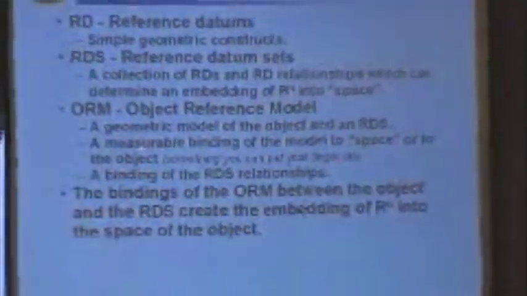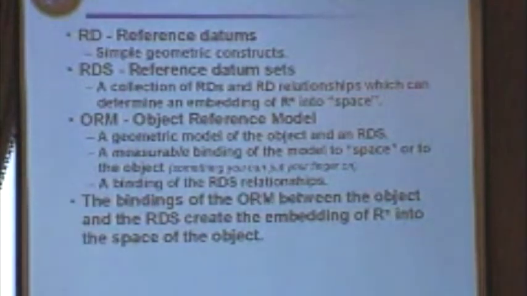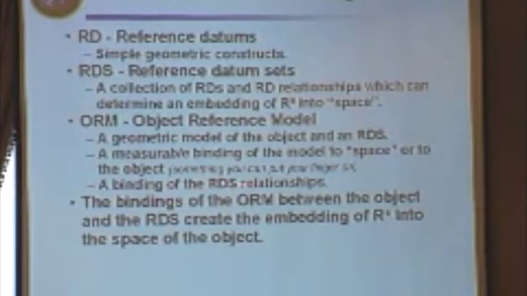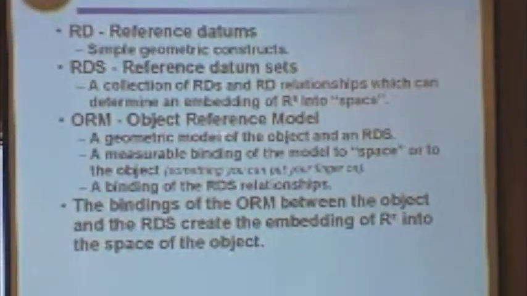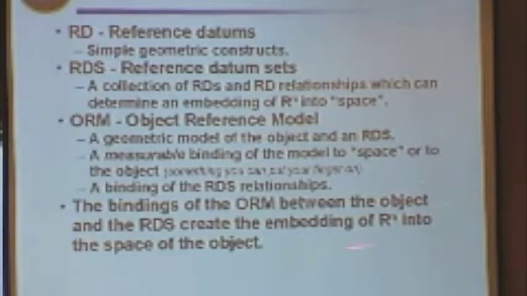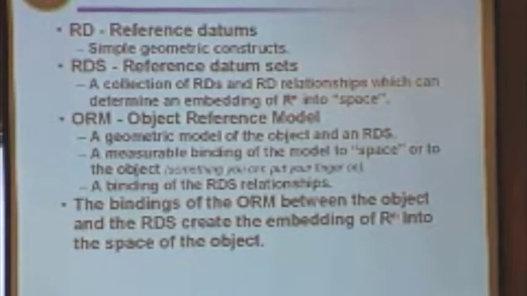That's a geometric model of an object together with a reference datum set that has a measurable binding of the model to the space of the object, something that you really can put your finger on. And then a binding of the reference datum set to that object reference model. And between those two bindings, we'll get an embedding from Rn into the space of the object. Now, let me try to make that a little bit more concrete with an example.